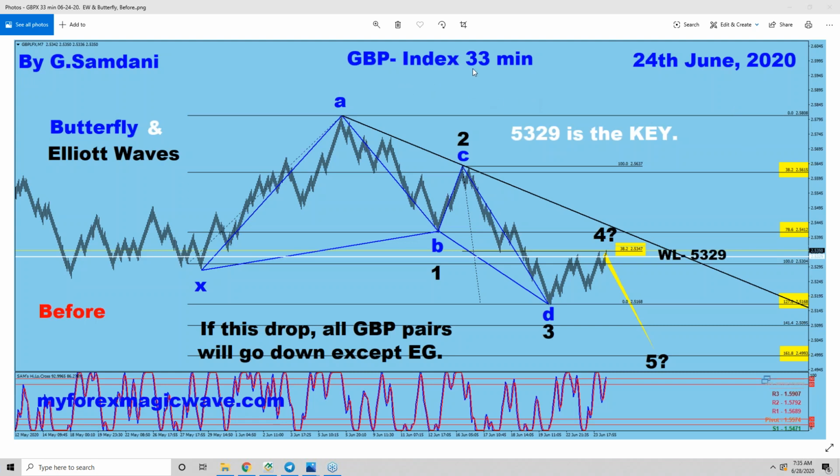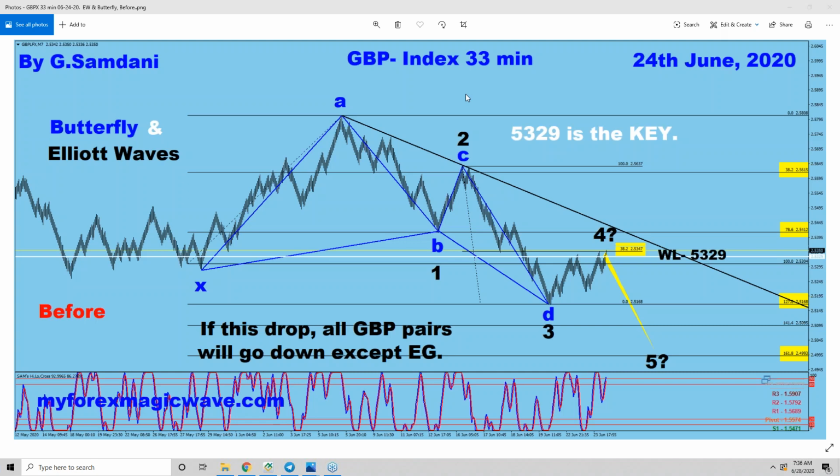I'm making this small video about this pound index chart, and based on this chart, how I took some of those trades as I wrote here. If this drops, all pound pairs will go down except EG. Now, this is the chart of the pound index, the individual currency. I'm talking about not the pair.